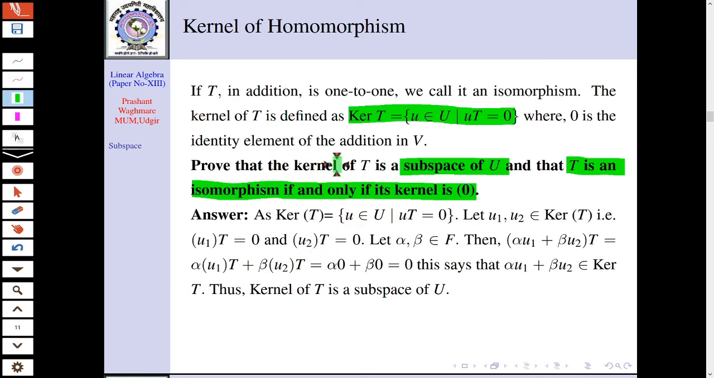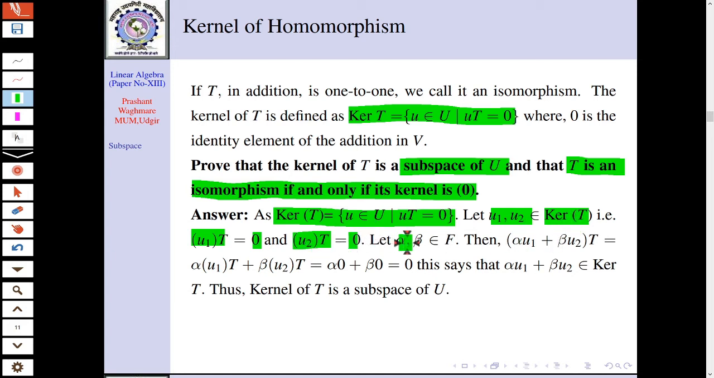Now first we will show that the kernel of T is a subspace of U. Consider the kernel of T. The kernel of T is what? The set of all elements in U such that T of u equal to 0. To show that the kernel of T is a subspace, I need to consider two elements from it. So let u1, u2 be in the kernel of T. Whenever we apply T on u1, what will I get? I will get 0, because u1 is in the kernel of T. Similarly T of u2 equal to 0, because u2 is in the kernel of T.